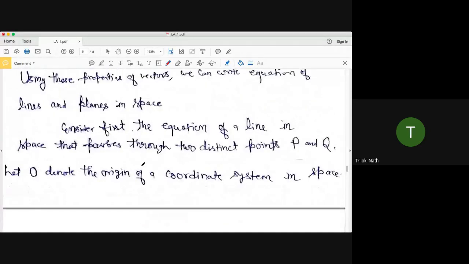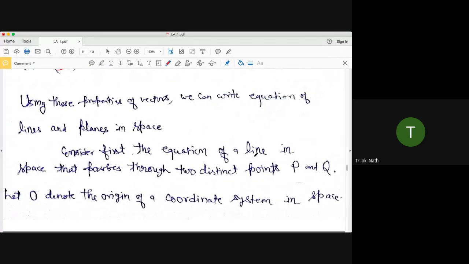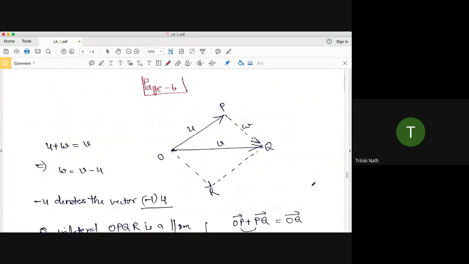Okay. So let us consider first the equation of a line in space that passes through two distinct points, P and Q. Suppose P is a point and Q is a point. So what to find? We have to find the equation of line PQ. It can be extended here and up to here, up to infinity. So we have to find the equation of this line. Equation of line means, if taking another point, any point P dash, then what is the position vector of P dash in terms of this P and Q? That is the problem.